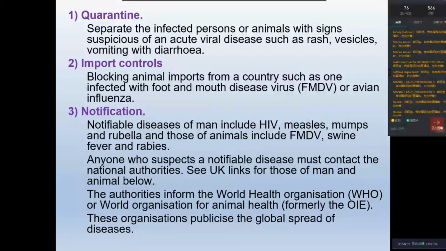So this way, all the countries will work together to fight against a virus infection. And during this pandemic, we actually are working together, at least to some extent. And I think every country is doing their best and also working with WHO to fight against the pandemic.